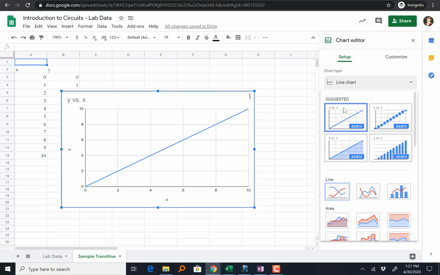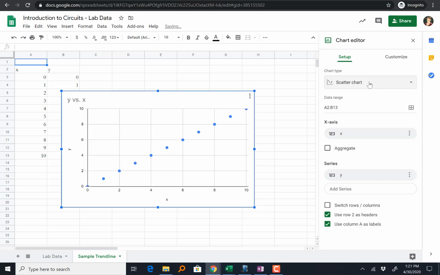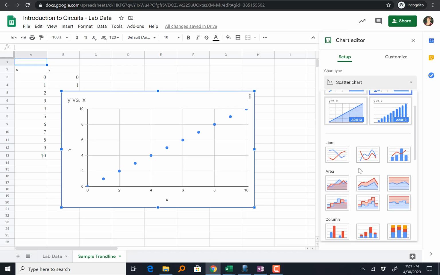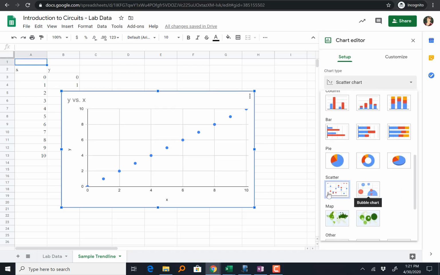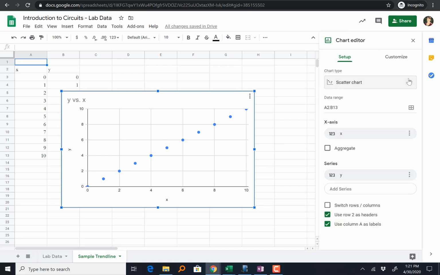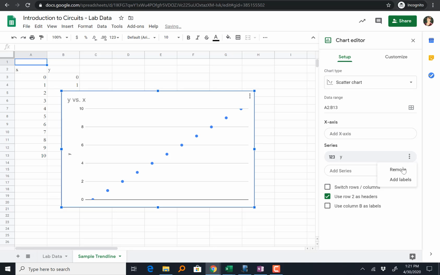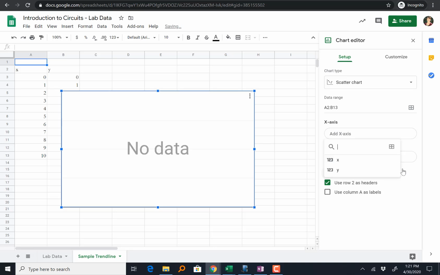And I want this to not be a line chart, but I want it to be a scatter. So it's showing up in the suggested for me, but I can also scroll down and I can see the scatter chart right here. All right, and it's also kind of pre-populating this with some data for me, which is really nice, but not useful if it doesn't do that for you or it doesn't do it correctly. So I'm just going to get rid of that data so we can do it again.